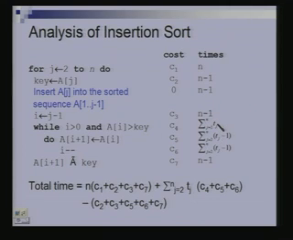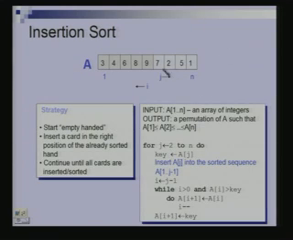T sub j reflects the number of times I have to shift an element to the right when I am inserting the jth card into my hand. Okay. So, in the previous example, when I am inserting 7, I had to shift 2 elements, 8 and 9. So, T sub j is going to be counting that quantity.